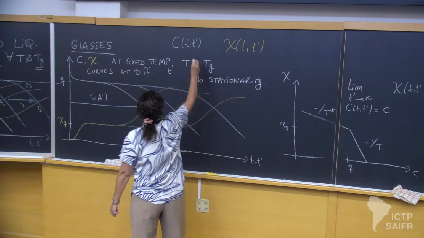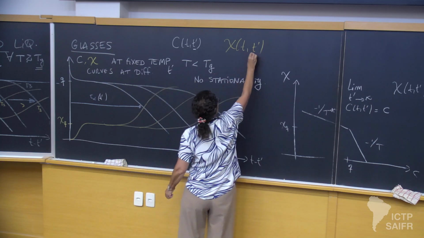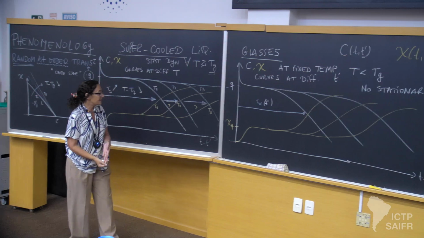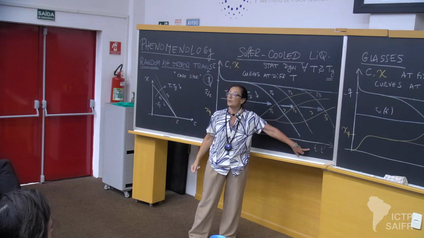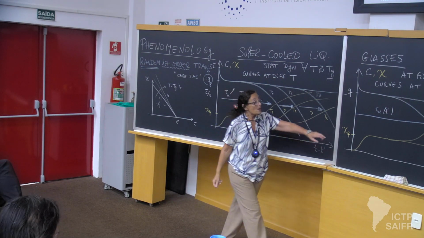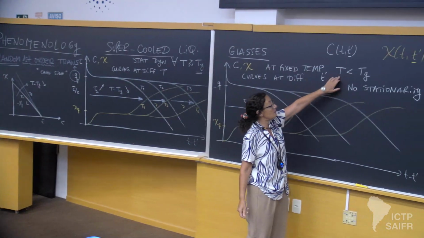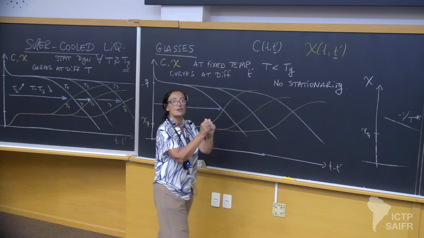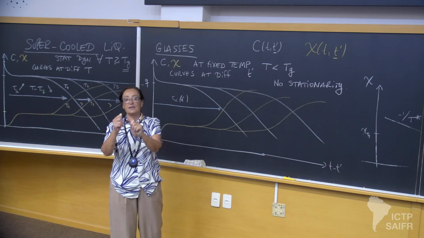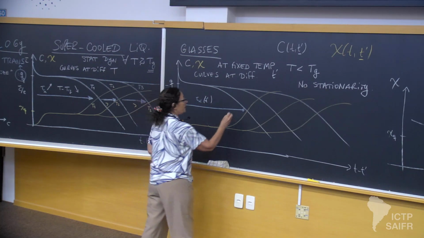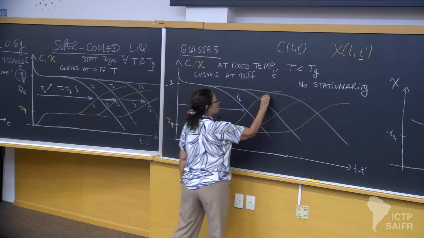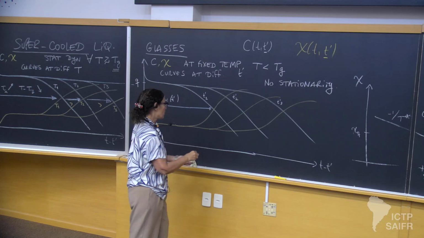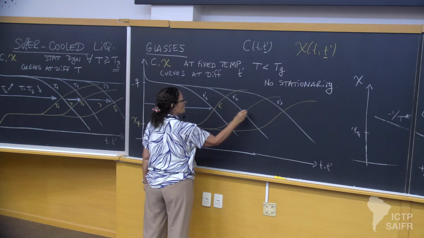So then you have to take care of the times at which you start measuring. You cannot just simply neglect them and say that the correlations will be functions of T minus T prime, and the linear response as well. So what you do in these plots is you fix a temperature below Tg, and you measure at different reference times, T prime 1, T prime 2, and so on. So this curve would be for T prime 1, this for T prime 2, this for T prime 3, and the corresponding linear responses as well.